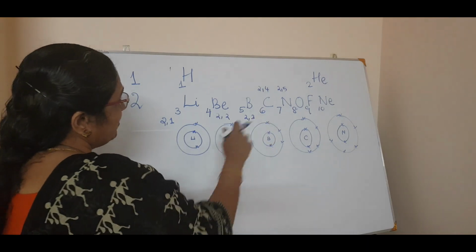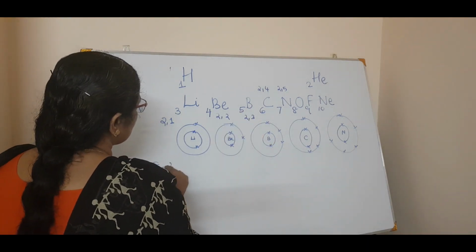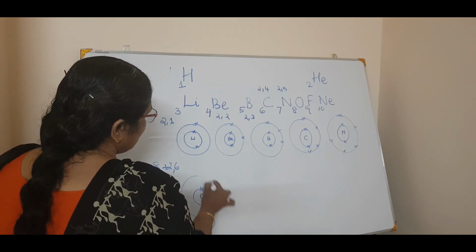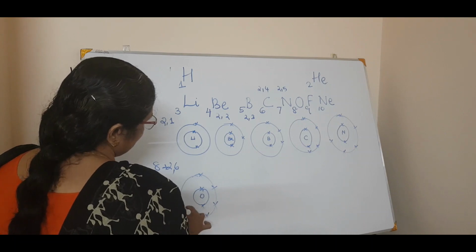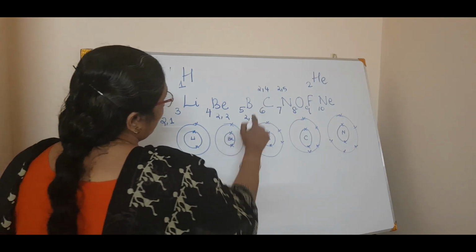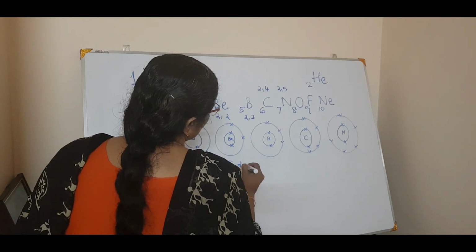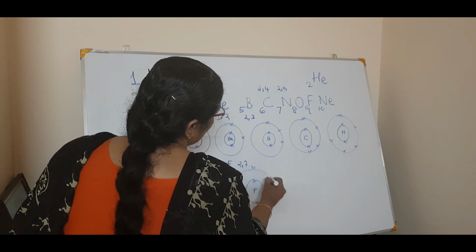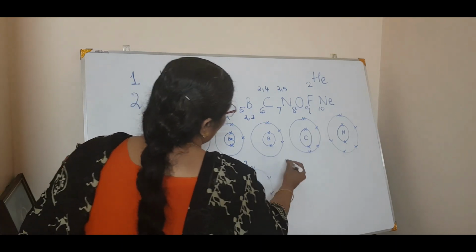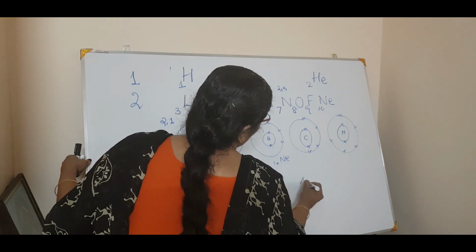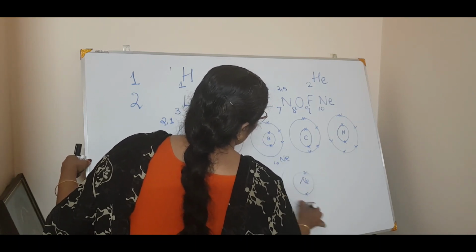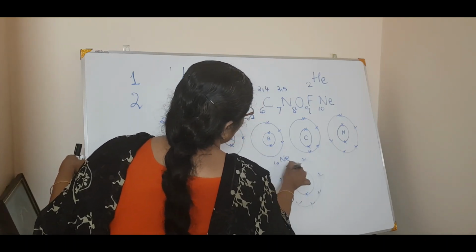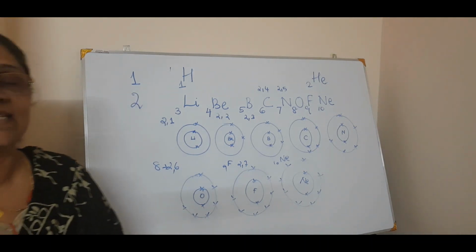Okay. Now oxygen is 8. That is 2, 6. Isn't it? So oxygen, first shell 2 electrons, second shell how many electrons? 6 electrons, 1, 2, 3, 4, 5, 6. Now fluorine. Fluorine is 9. That is 2, 7. First shell 2 electrons, second shell 1, 2, 3, 4, 5, 6, 7. Correct? Now neon. Neon is 10. First shell 2 electrons, second shell 8 electrons. Octet. Isn't it? That is why it is called a noble gas element.